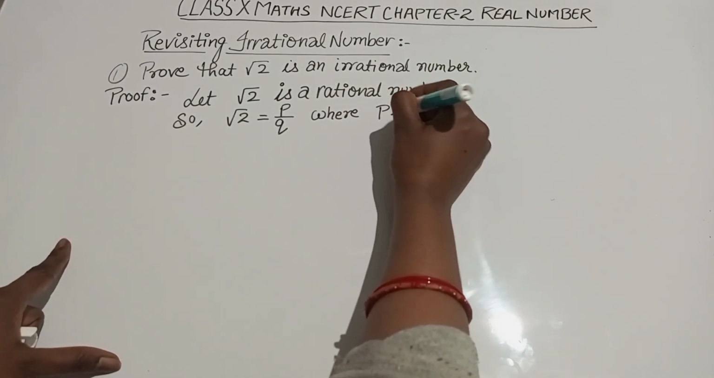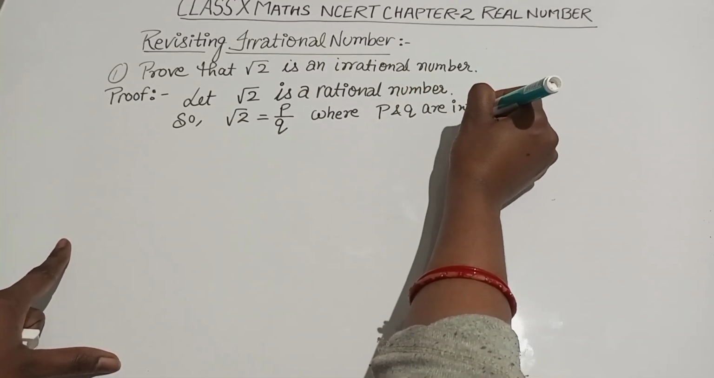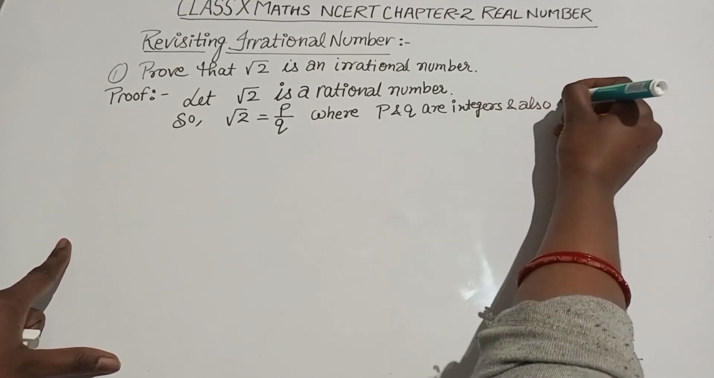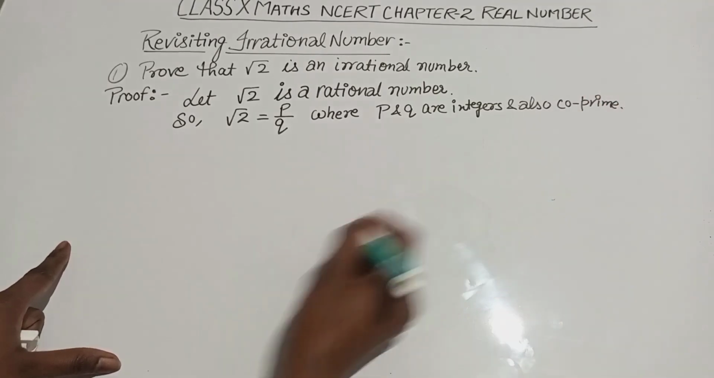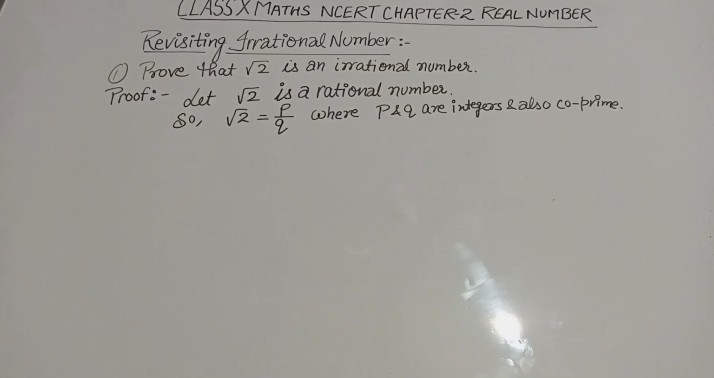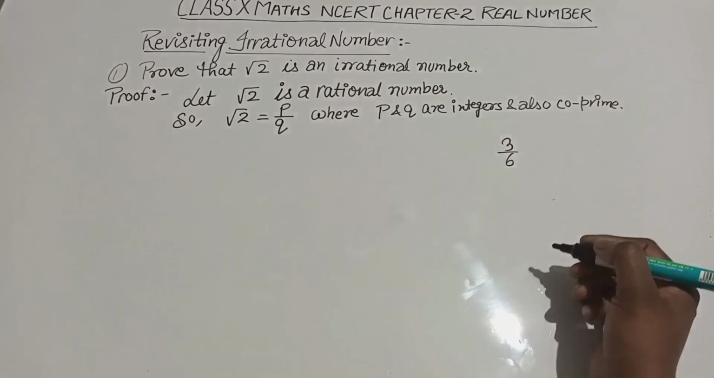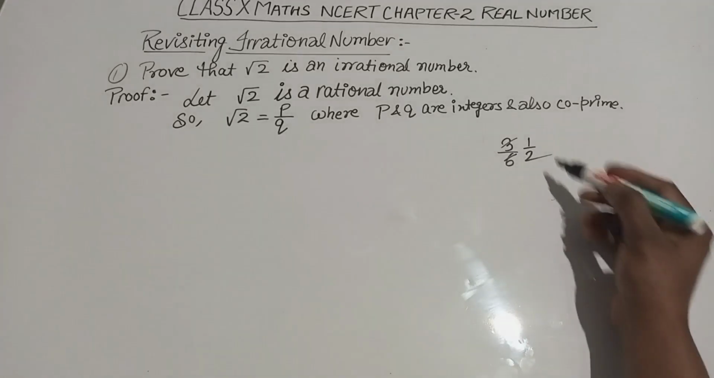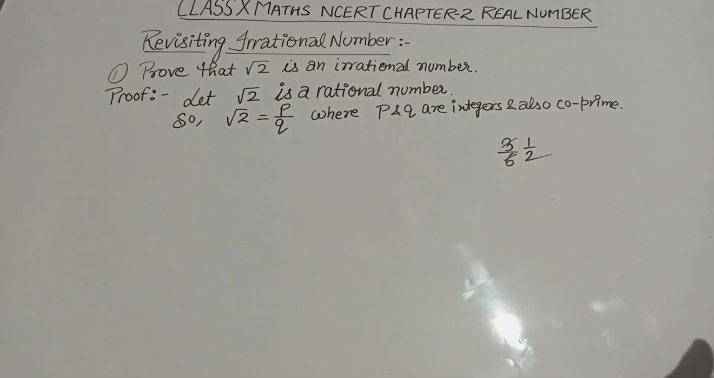and also co-prime. So what is the meaning of co-prime? Co-prime means if there is 3 upon 6, you will cut the 3, 3 by 3 is 1 and 6 by 3 is 2. It means 1 and 2 never cut again.